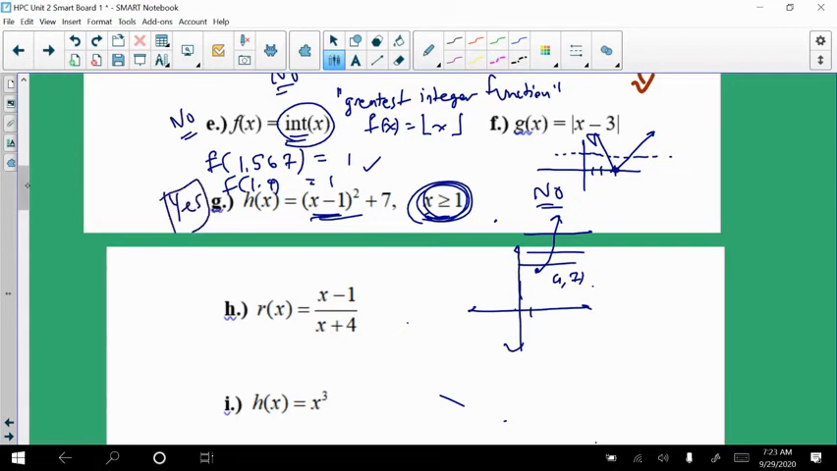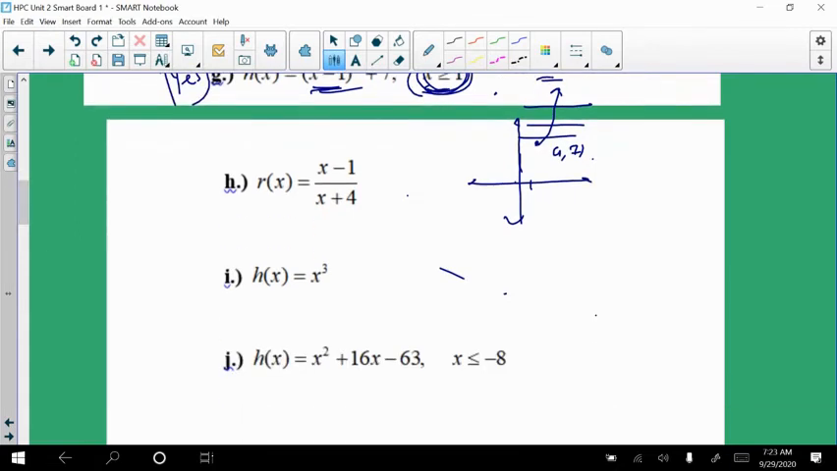Okay. And then I'm seeing, this one here, this is a rational function. Like we just graphed these last unit. So there's a vertical asymptote at -4. There's a horizontal asymptote at +1. And then when you graph this, you end up getting like these two branches. And, again, you'll pass the horizontal line test because there's no loops, like there's no quadratics in that one. So that one is definitely a yes.